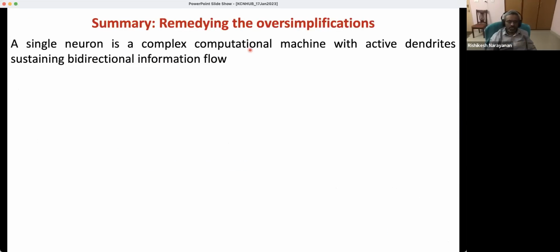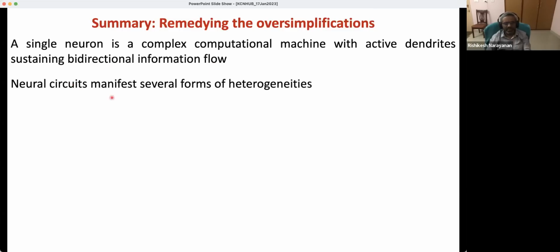Right. So to summarize the 5 different oversimplifications, in the first one we talked about the perceptron, and now you will have to revise that and say that a single neuron is a complex computational machine with active dendrites that can sustain bidirectional information flow. The second one, we talked about the oversimplification that neurons are repeating homogeneous units. You'll have to replace that by the idea that neural circuits manifest different forms of heterogeneities, and we saw some functional implications for the presence of these heterogeneities, and they can't just be ignored.